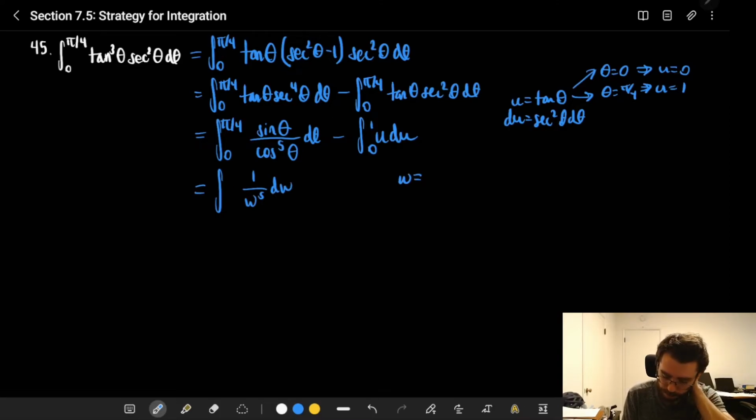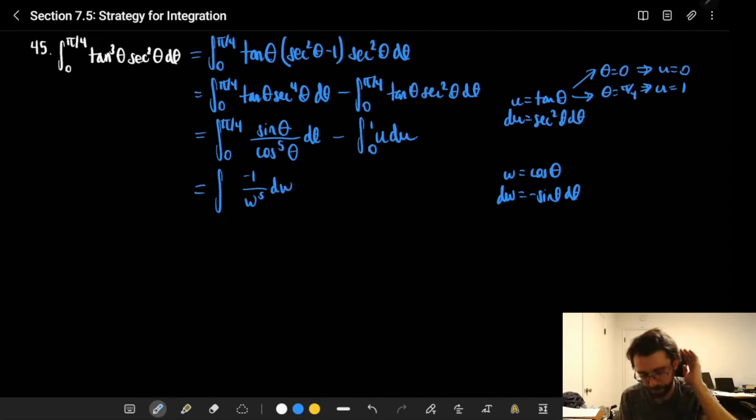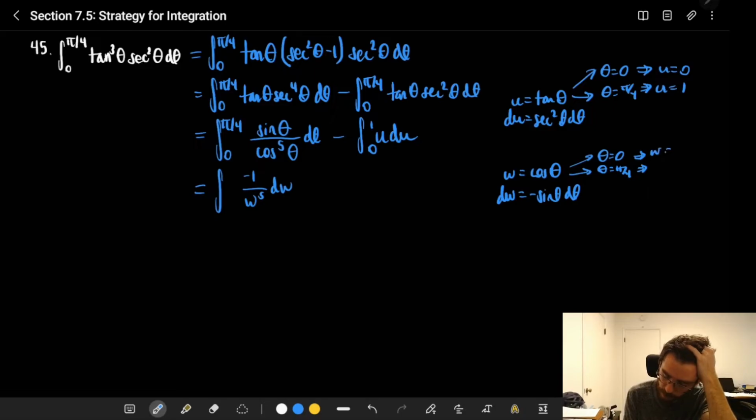where we're taking w to be, write it over here, w is cosine theta, dw is negative sine theta d theta. So to actually write that, I need to make it negative. Yeah, just put it there. Cool. And then, again, be careful. Theta went from 0 to pi over 4. That would make w go from, well, cosine of 0 is 1. Cosine of pi over 4 is root 2 over 2. So that's a little uglier.